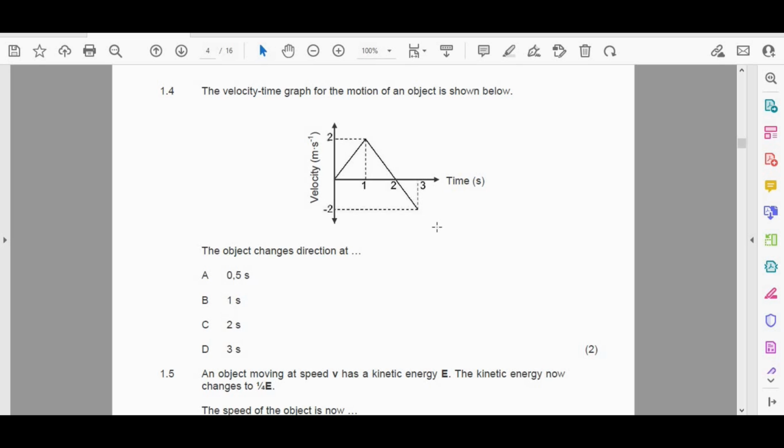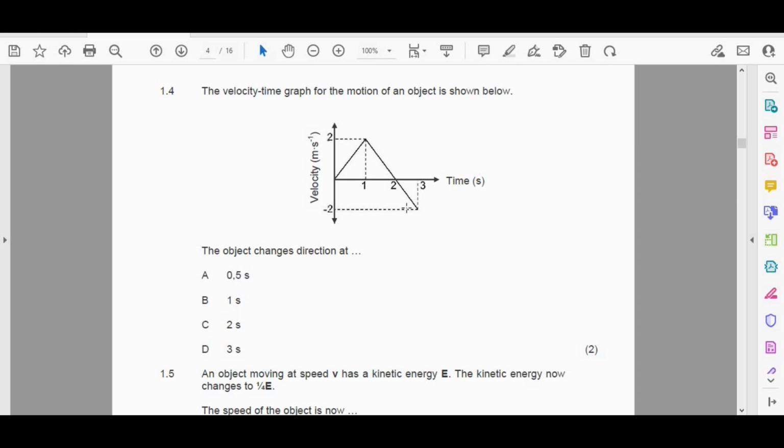1.4, a velocity time graph for the motion of an object is shown below. The object changes direction at which amount of seconds? Now, we can see that the object increases its velocity to 2 meters per second, and at 1 second, it reaches 2 meters per second. And then we can see the velocity coming down until he comes to a stop at 2 seconds. After 2 seconds, he increases his velocity from 0 to -2, which in mechanics means that he's just gone the opposite direction.